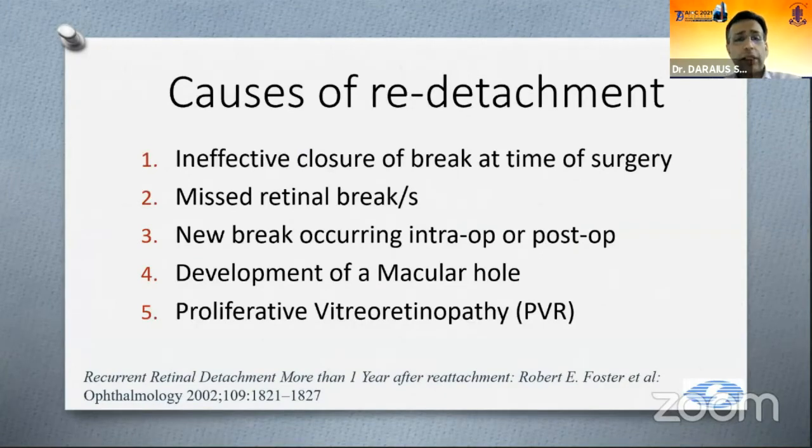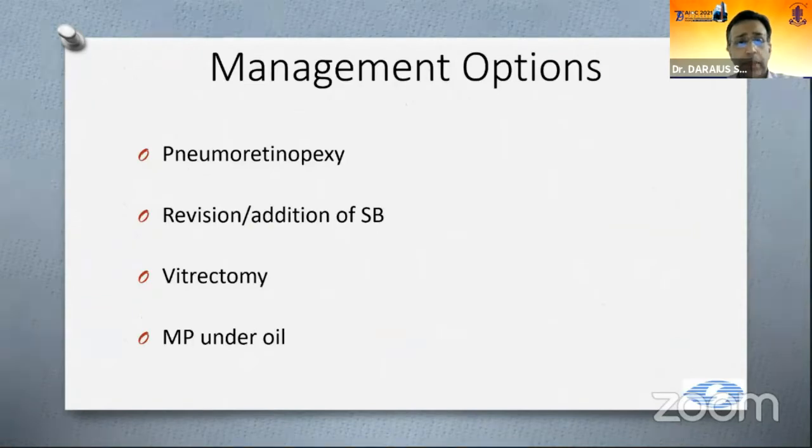Causes of redetachment include the ineffective closure of the break at the time of the surgery. It could be happening because of missed breaks or new breaks or the development of macular hole. But the most common cause is PVR, which is proliferative vitreoretinopathy. How do you go ahead with such cases? Options include a pneumoretinopexy, a revision or addition of a scleral buckle, a vitrectomy, or membrane peeling under oil.